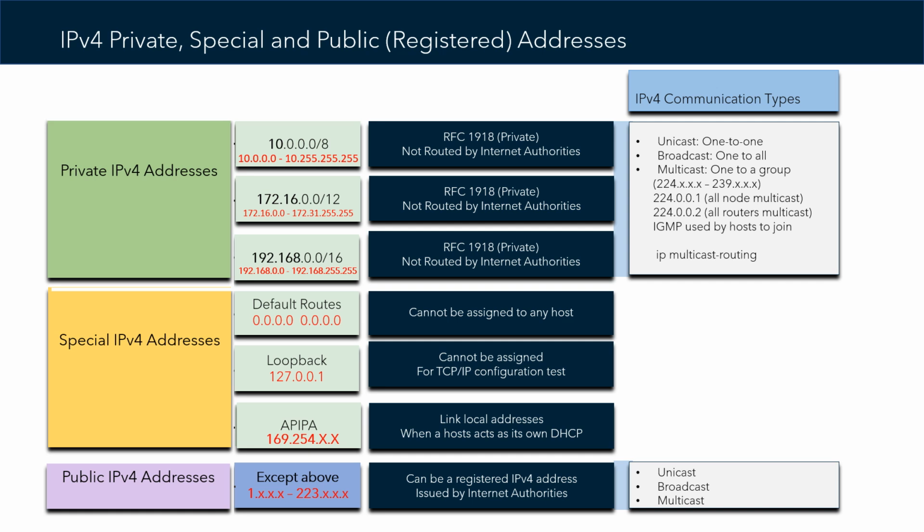IP addresses that have the first octet range of 1 through 223, except the ones that I mentioned under private and special IPv4 addresses, are considered to be public IPv4 addresses. If you pay for them and obtain them from the internet authorities, you can access the internet with them. IPv4 can be configured as unicast, broadcast, and multicast. Multicast IPv4 addresses have the first octet range of 224 through 239.